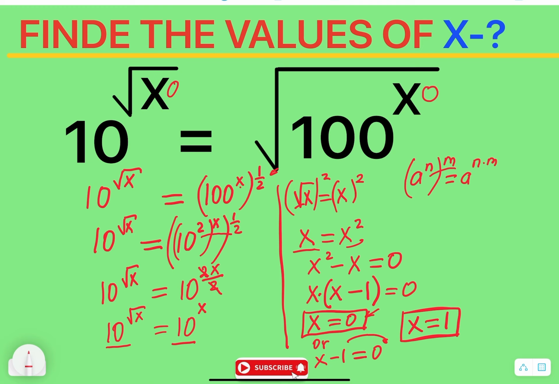Let's check 1 now. If we put 1 here, square root of 1 will come out 1. 10 to the power of 1 equals 10. And on this side, if we put 1 here, this will be square root of 100, which also equals 10. So we will get 10 on both sides. So we have two answers, 0 and 1 are our answers for x.